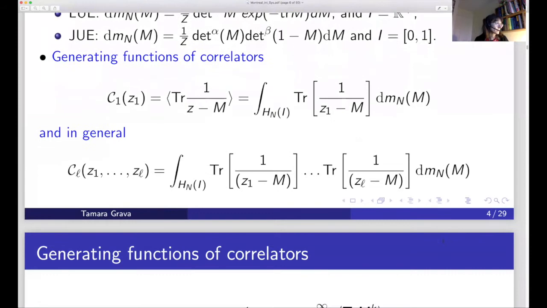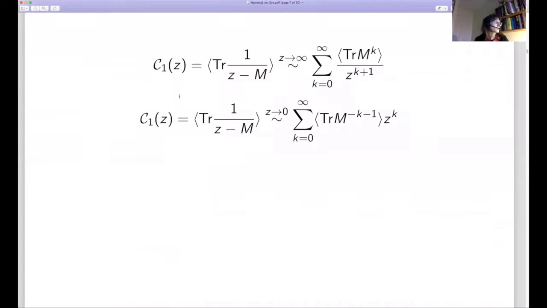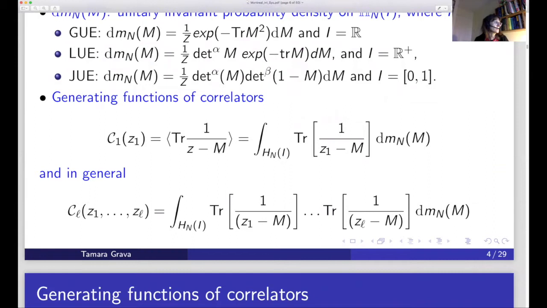Okay, so now you can expand. Since M has real eigenvalues, which lie on the whole real line, on R plus, or on [0,1], of course this object can be singular. It is a well-defined analytic function except where z hits an eigenvalue, so basically except on the real line, the real interval [0,1], or R plus.